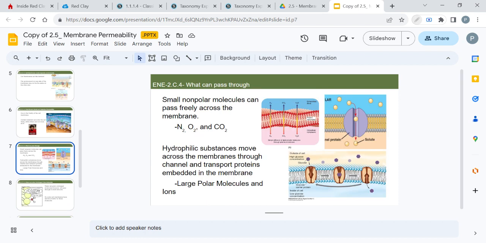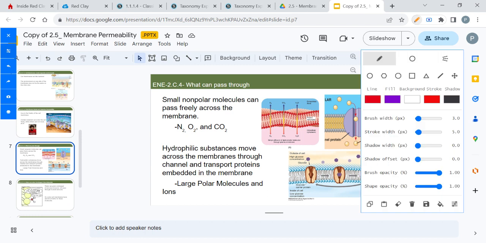Now, what is unique about this is that you've got these guys here: N2, O2, and CO2. These are small and non-polar molecules, and they go across the membrane. So we can see here our O2. The O2 can go over to here. We have CO2 maybe being created, so that can end up leaving.